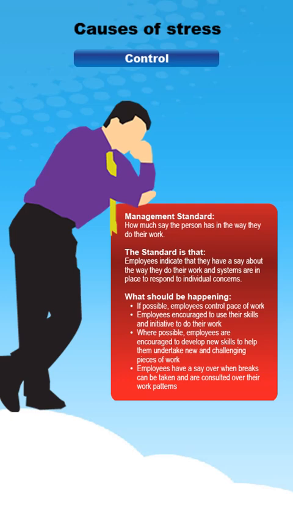What should be happening? If possible, employees control the pace of work. Employees encouraged to use their skills and initiative to do their work. Where possible, employees are encouraged to develop new skills to help them undertake new and challenging pieces of work. And also, employees have a say over when breaks can be taken and are consulted over their work patterns.